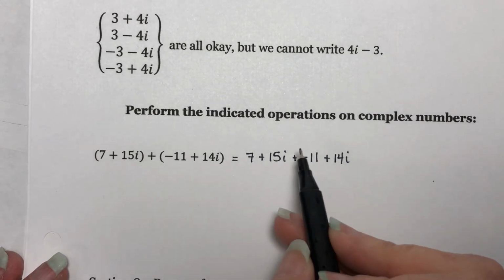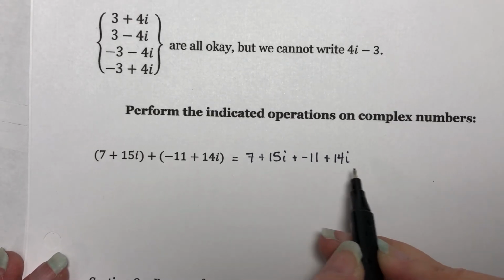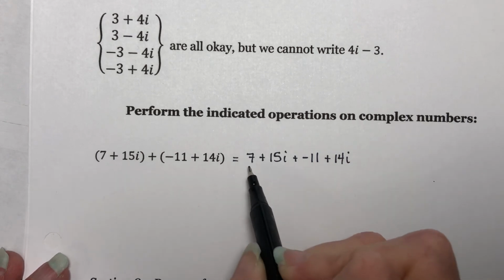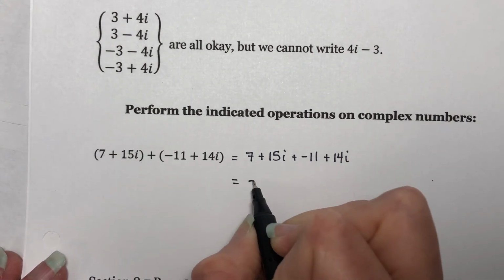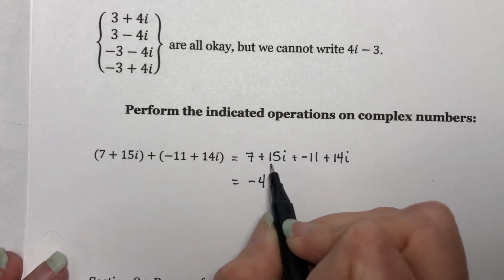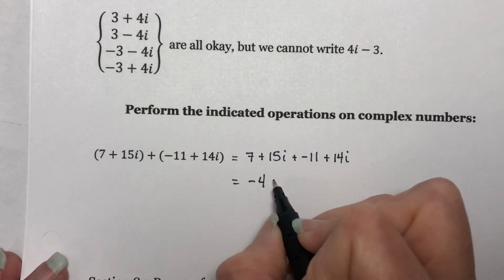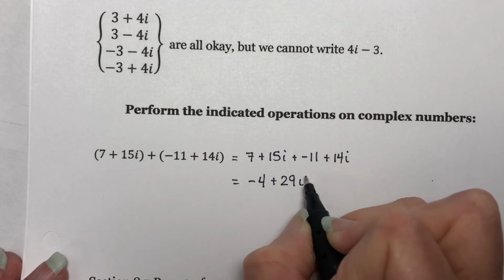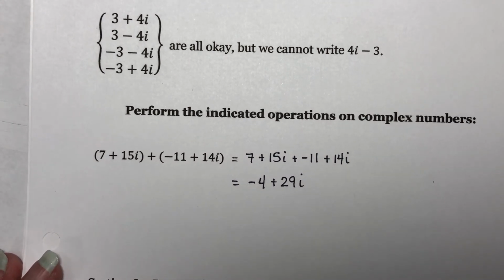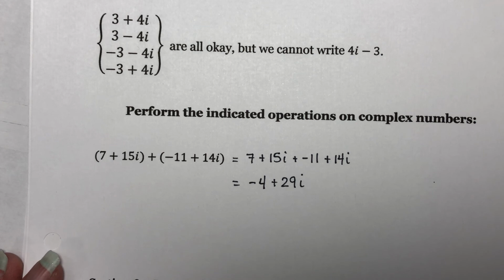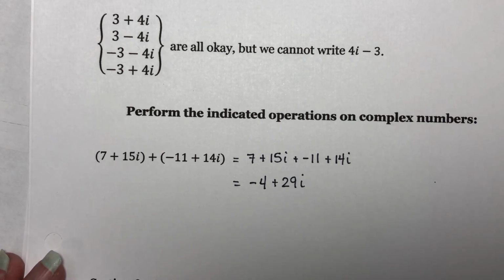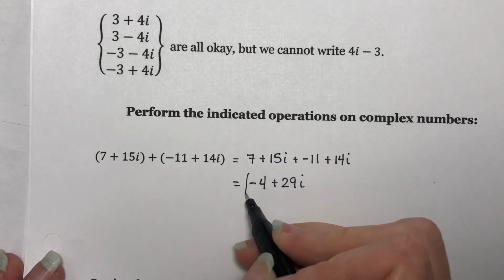Let's gather like terms, remembering that we want our variable to come at the end because it's a complex number. 7 minus 11 would be -4. 15i plus 14i would be 29i. You want to double check that you have this written in the correct order. We have our real part first, our imaginary part second. Make sure that we don't have an i squared anywhere and that we really have gathered everything we can. And we have that. So this is our answer.